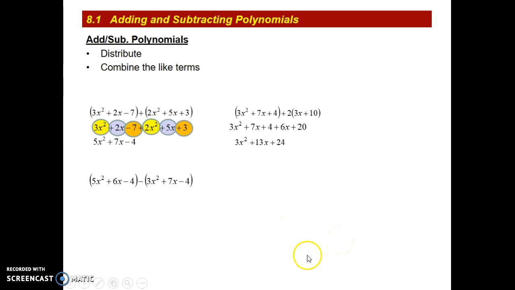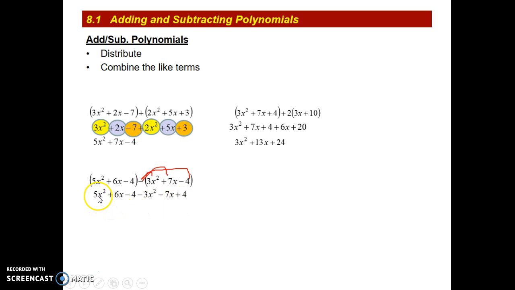Now let's take a look at how that works with subtraction. So on the subtraction side of things, I've got to distribute the minus sign to each term in the second set of parentheses. Now when I do that, what distributing the minus sign does is changes the signs of all the numbers in the second set of parentheses. So I bring down the 5x squared plus 6x minus 4, because that doesn't change. Negative times 3x squared becomes minus 3x squared. Negative times 7x becomes minus 7x. And negative times negative 4 becomes positive 4.